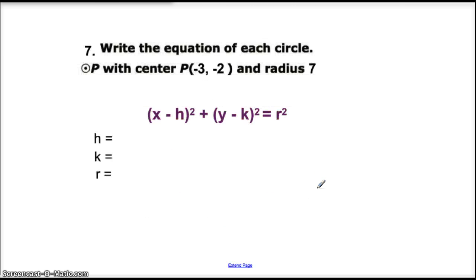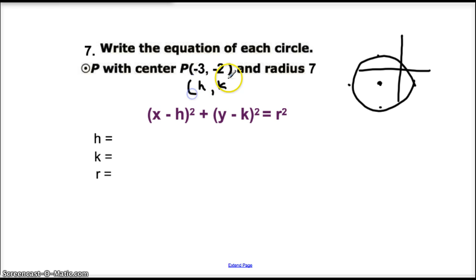All right, this will be our last problem. We want to write the equation of a circle, we'll call it P again, with a center at 3, negative 2, and a radius of 7. Just to draw you a rough sketch of that, it would be x negative 3, y negative 2, and a radius of 7. So that would be like 7 away. So it would be something like this right here. All right? So what do we do? Well, we identify h and k. So that's our h, that's our k. So our h is negative 3. Our k is negative 2. And our radius is 7.